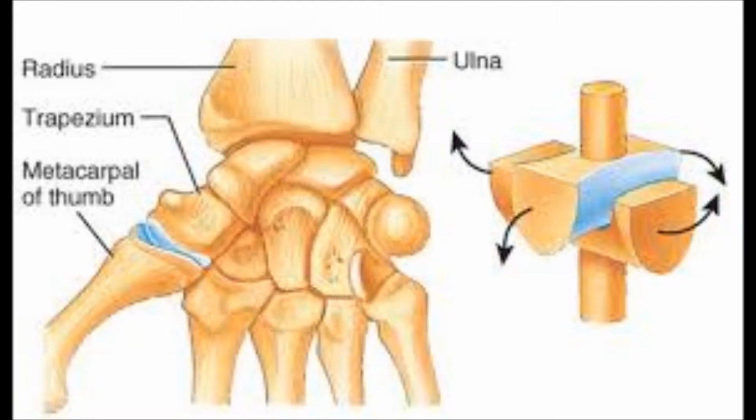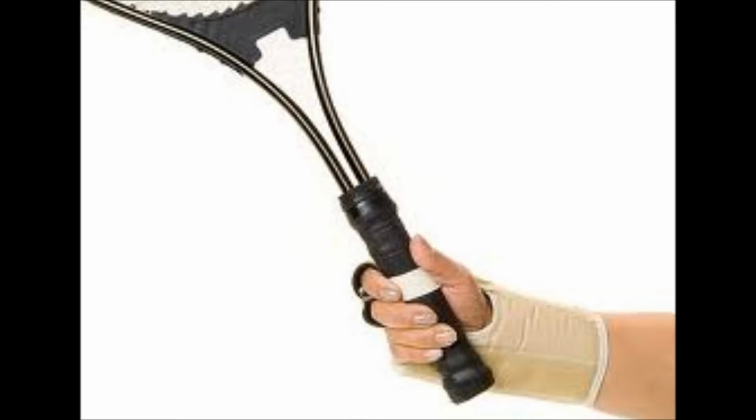Now we come to the saddle joint. It is found only at the thumb. It uses adduction, abduction, and circumduction. A good example of this joint being used in sport is holding a tennis racket.